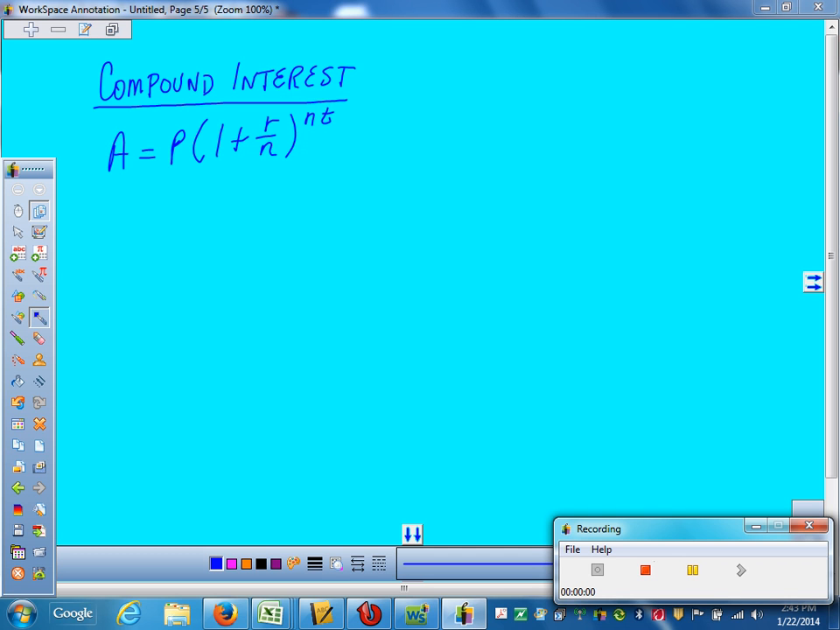On the formula sheet, it tells you what all the symbols mean. If you lose this sheet, I did post this formula sheet on my webpage in case you need it. But P, in the land of investments, P stands for principal.